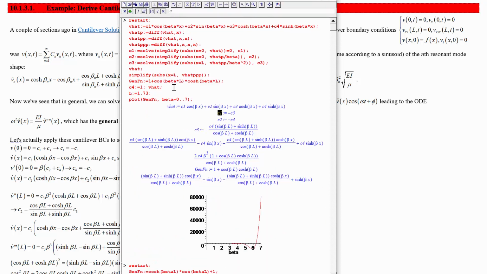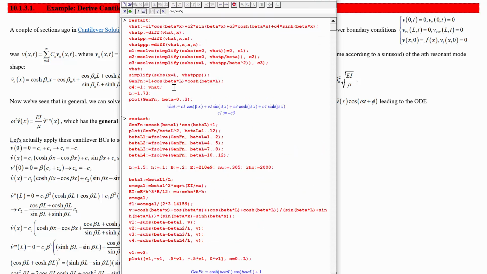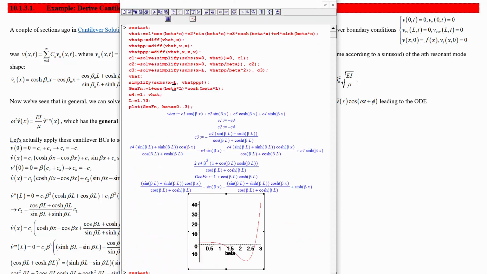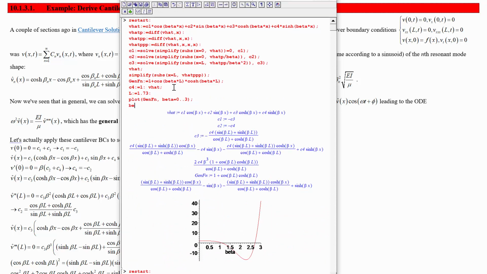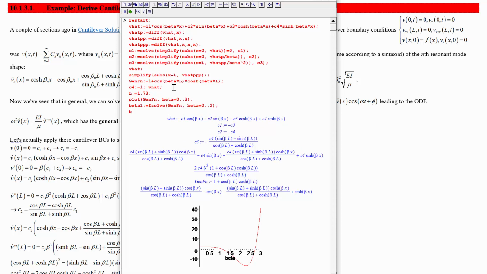Too much. Let's go from beta is 0 to 3 and look for the first root. It looks like it's between 1 and 1.5. So we'll say beta 1 is equal to fsolve gen function from beta equals 0 to 2. And then maybe we'll say beta 2 is equal to fsolve generating function from beta is 2 to 3. Sure, we found a couple of roots there.